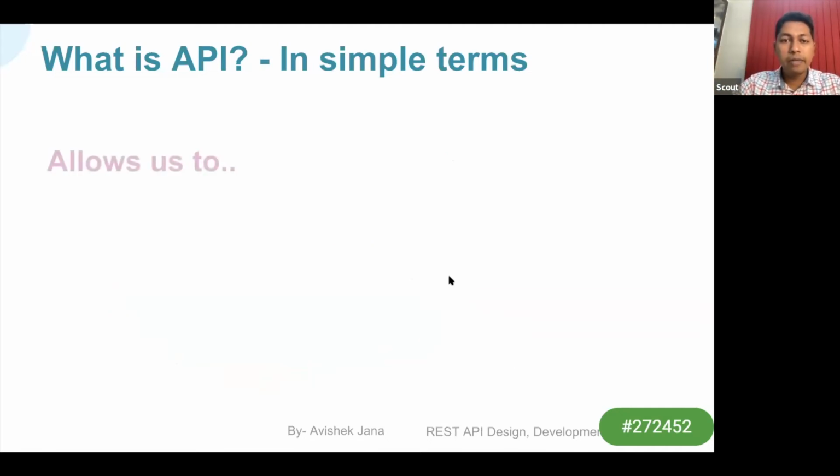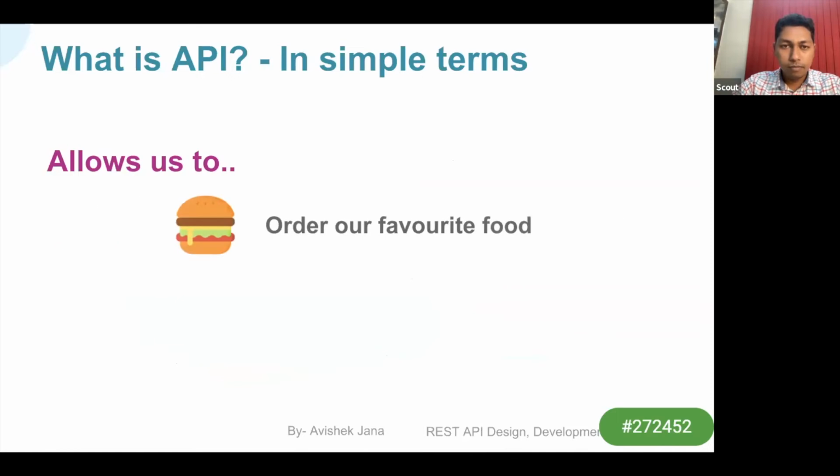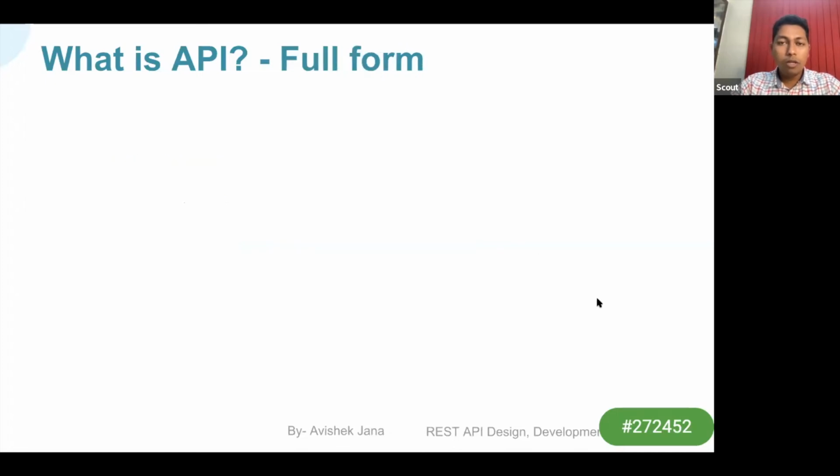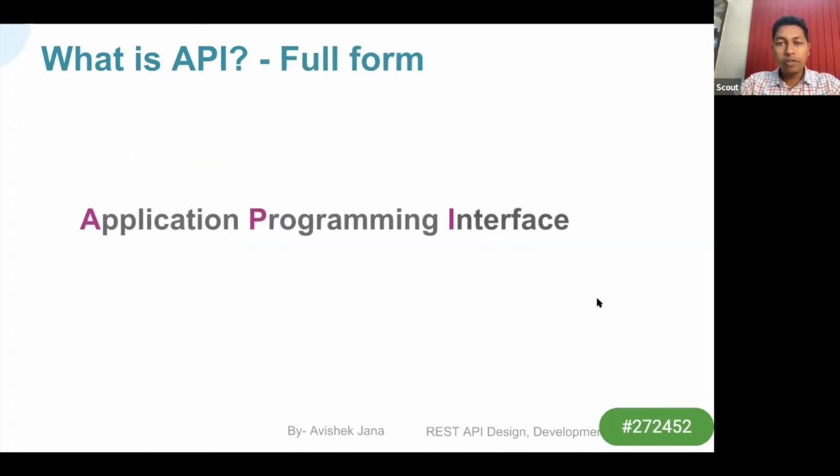Let me take another example. API allows us to order our favorite food from Zomato or Swiggy. It allows us to make hotel reservations or flight bookings. All right, so how does that work? Okay, before going to that, let me say the full form. The full form is application programming interface. Or in short form, you can say it is an API.